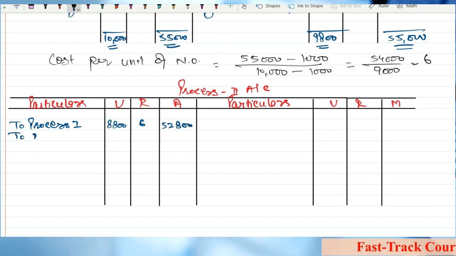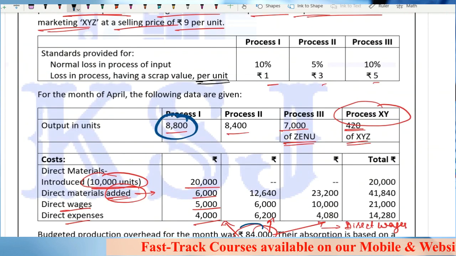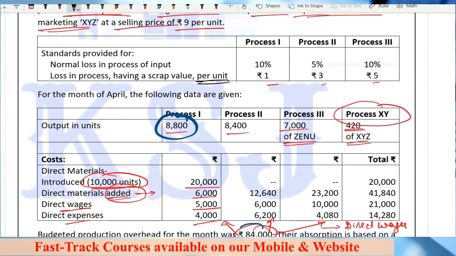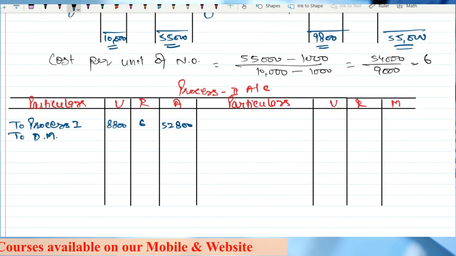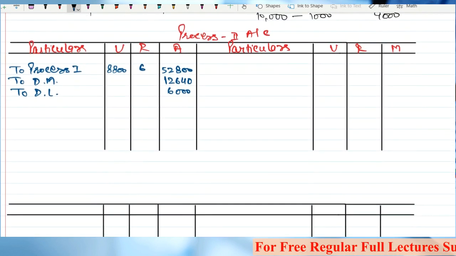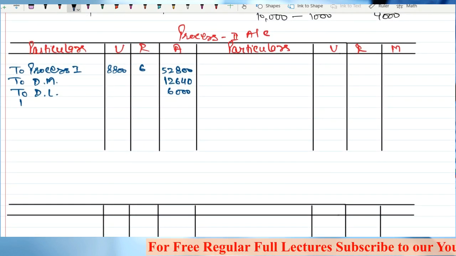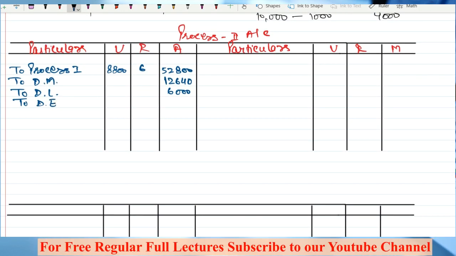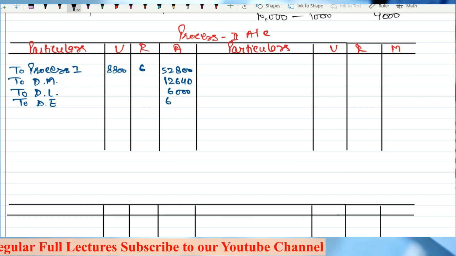Then to direct material, how much? 12,640. Then you have direct labor or wages 6,000, right? Then direct expenses, that is 6,200.